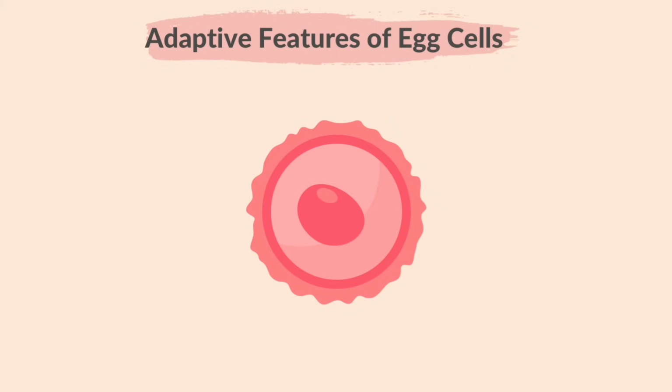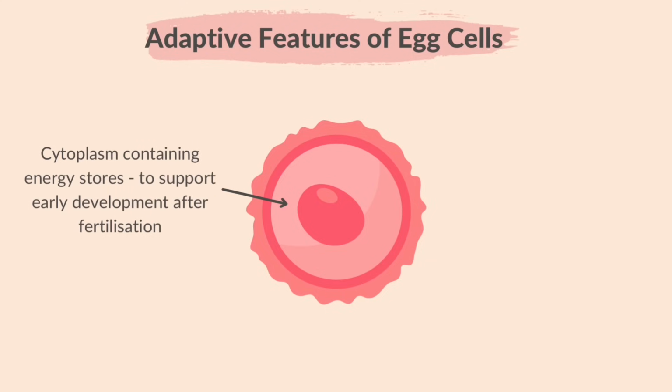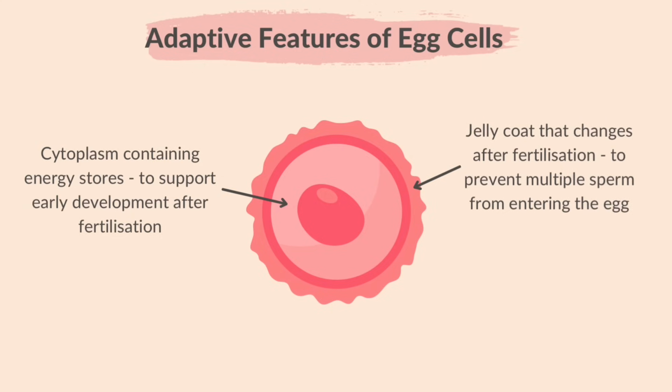Next, the adaptive features of egg cells. It has energy stores. The cytoplasm contains a store of energy to support early development after fertilization. And it has a jelly coat that changes at fertilization to prevent multiple sperm from entering the egg.